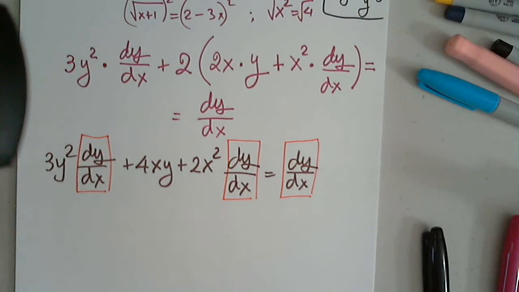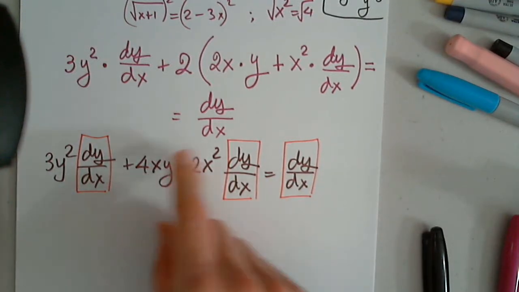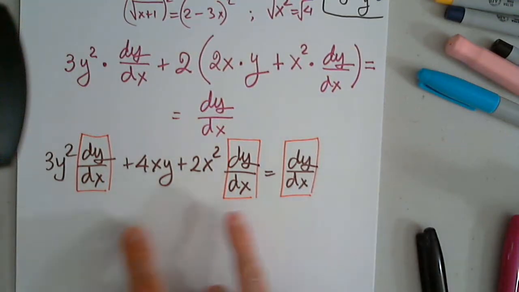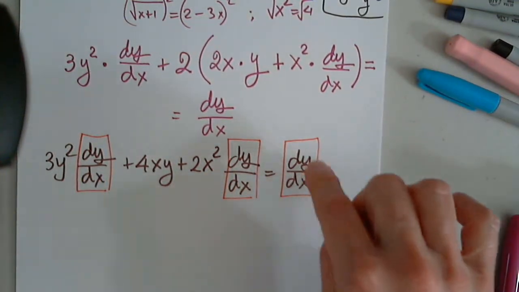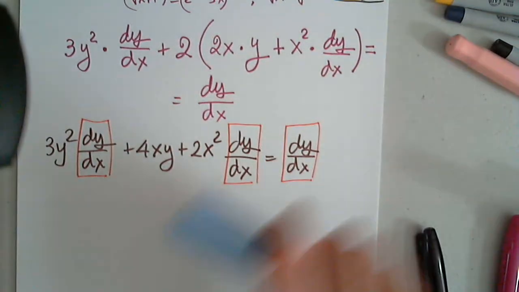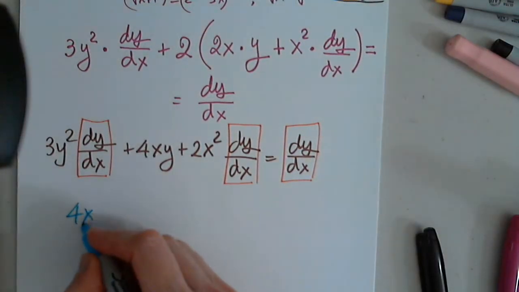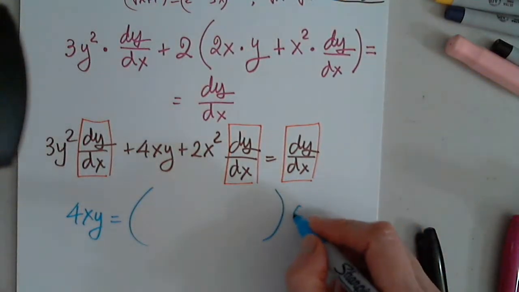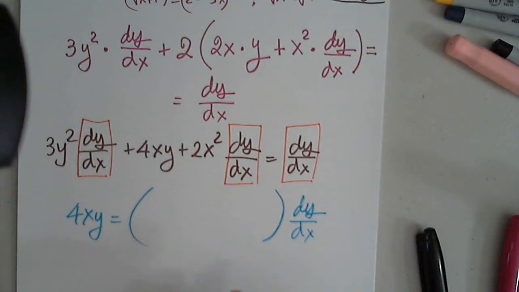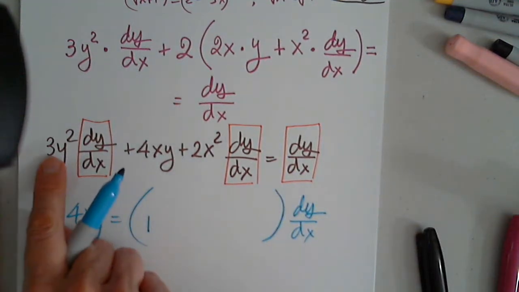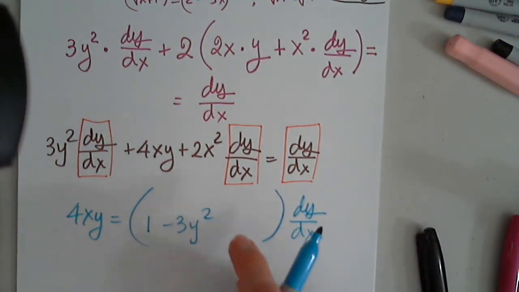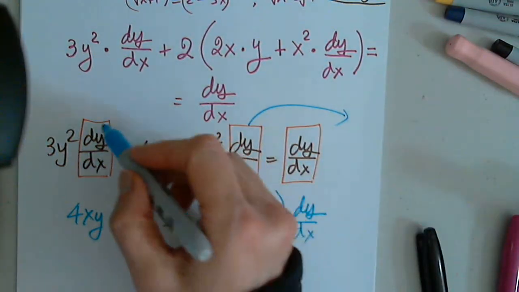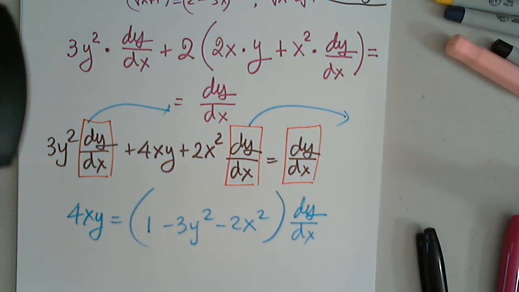You can say, why don't you do the other way around? Why don't you move this here and then this here? That's fine too. But for now, I'm just going to take these two terms because they have the variable next to the other one that has the variable. So I have 4xy equals, and at the same time, I will factor out dy over dx. I have a positive 1, I have a negative 3y squared, and I have a negative 2x squared. When I move a term from one side to the other, all I do is change its sign.